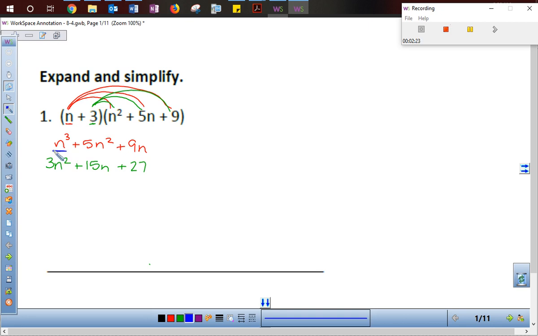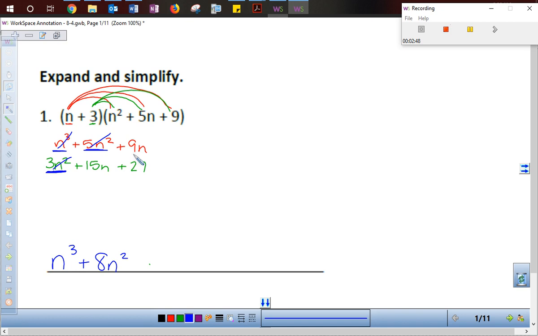My first term here is n to the third. So I'm going to look through, and I don't have any additional n to the third. So I'll bring it down and cross it out. My next term here is 5n squared. So let's look through to see if we have any other n squareds. We have a 3n squared right here, and it looks like that's it. So I can take the 5n squared and 3n squared, and I'm going to get 8n squared.